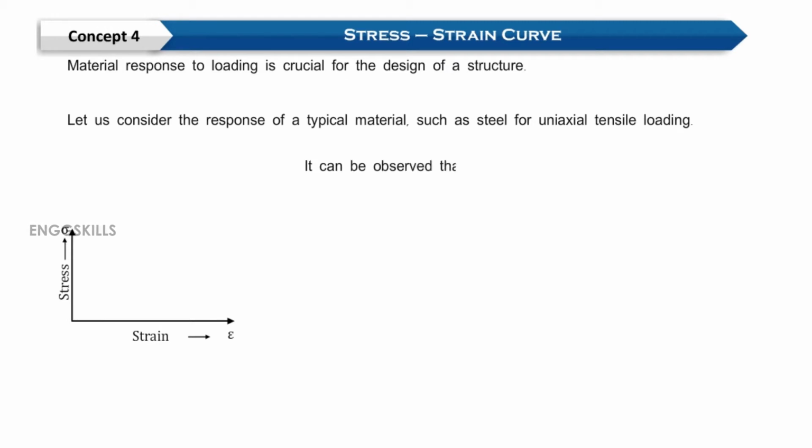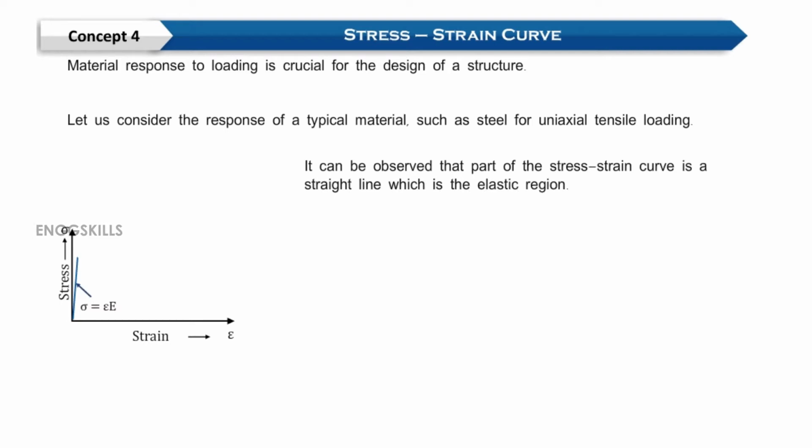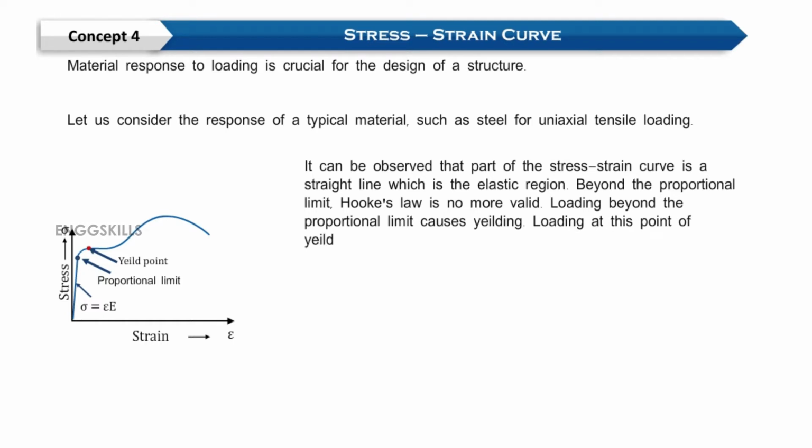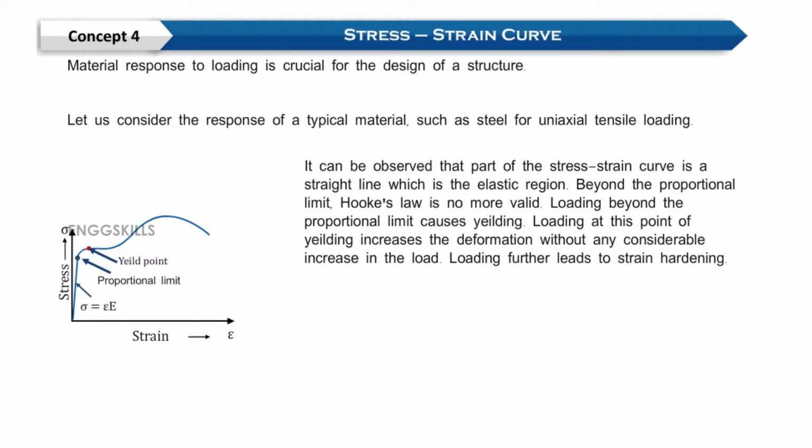It can be observed that the first part of the stress-strain curve is a straight line, which is the elastic region. Beyond the proportional limit, Hooke's law is no more valid. Loading beyond the proportional limit causes yielding. Loading at this point of yielding increases the deformation without any considerable increase in the load. Loading further leads to strain hardening. The stress and strain have a non-linear relationship.